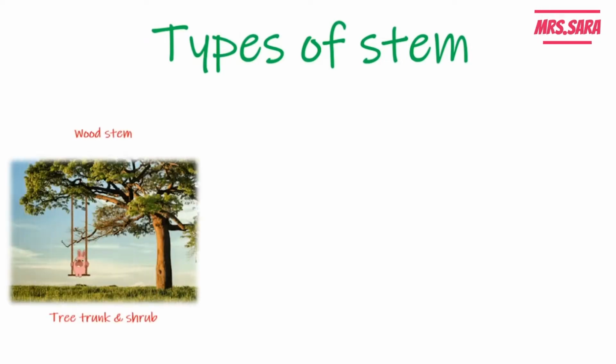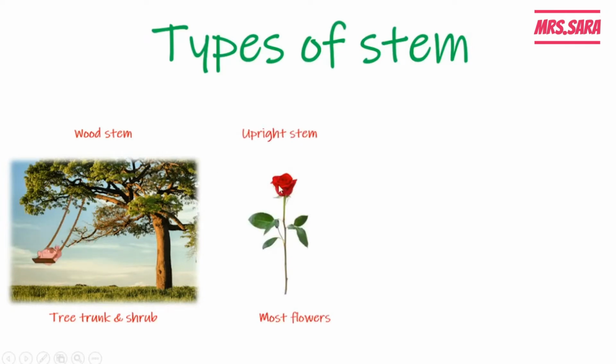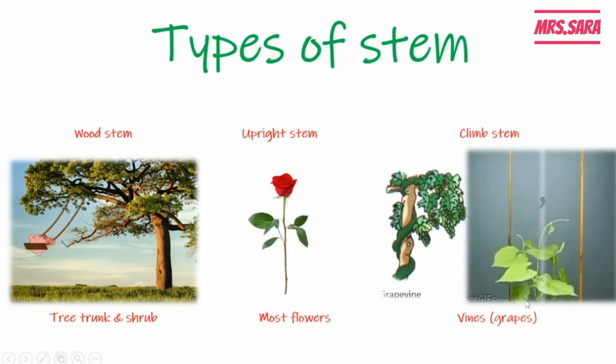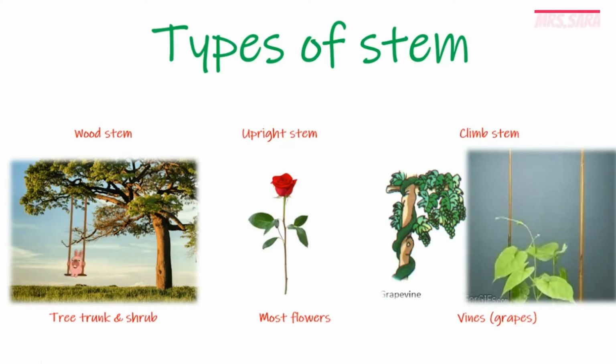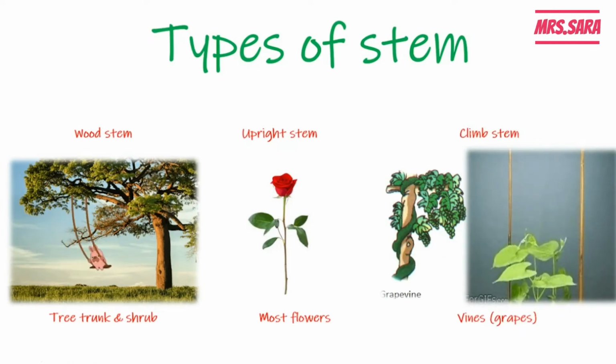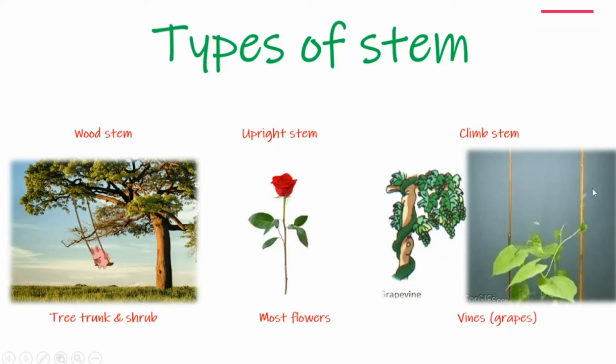We have types of stem. The first type of stem is the wood stem, like tree trunks and shrubs. The second type of stem is the upright stem. Upright stem like most flowers. The third type of stem is the climb stem, and the climb stem like vines and grapes. As you can see, the climb stem.